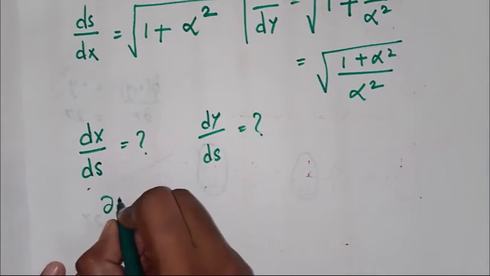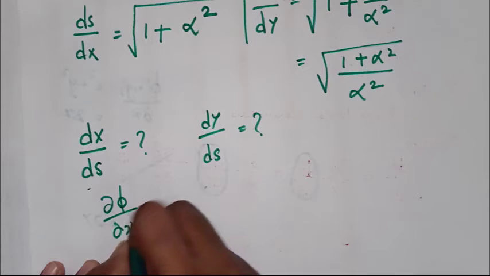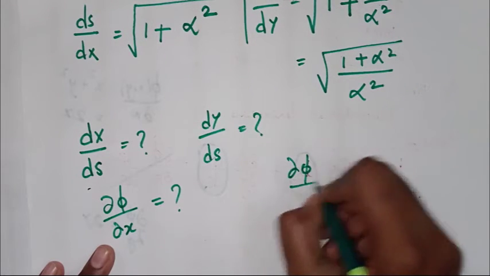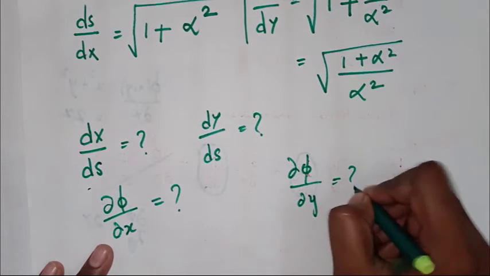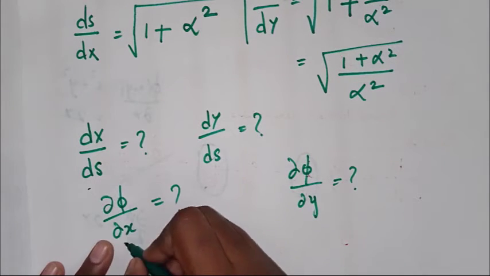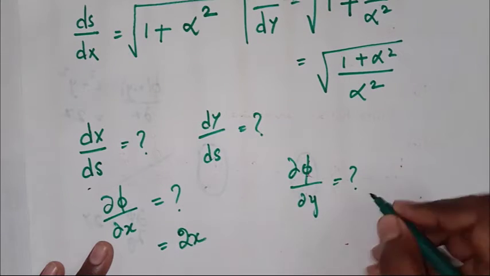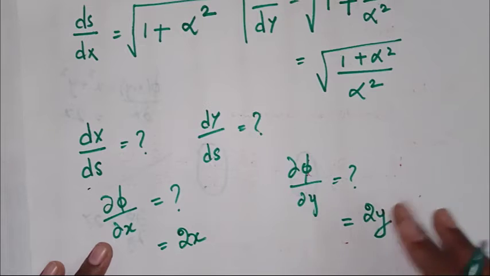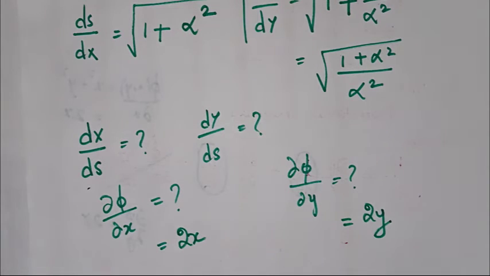So according to the formula, what we don't know yet is the partial derivative of the function with respect to x, and similarly the partial derivative with respect to y. So you just calculate from the given equation: when I partially differentiate the function with respect to x, I'll get 2x. Similarly, when I do this for y, I'll get 2y. Okay, so this is what we are going to substitute in our final terms for calculating the directional derivative.